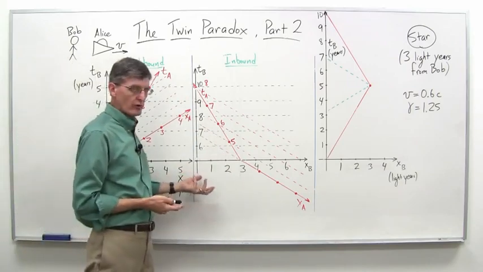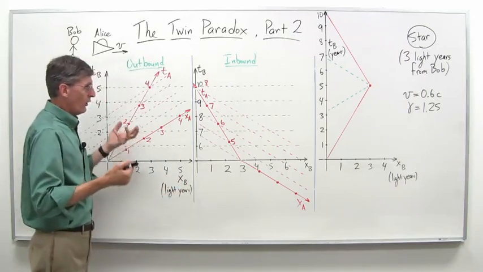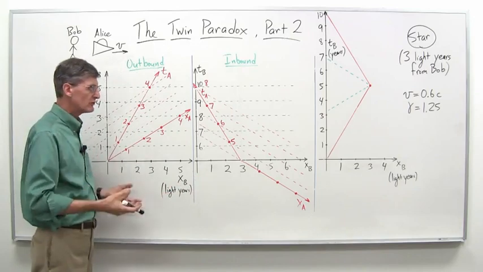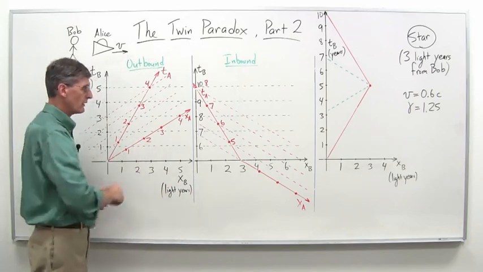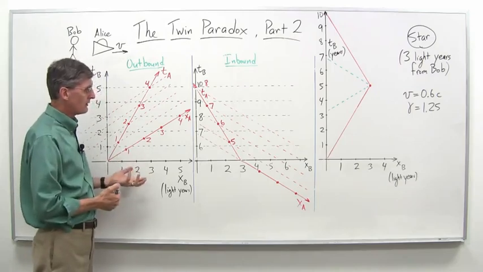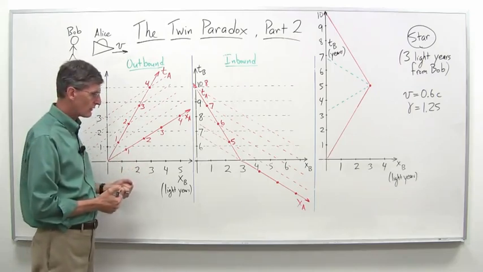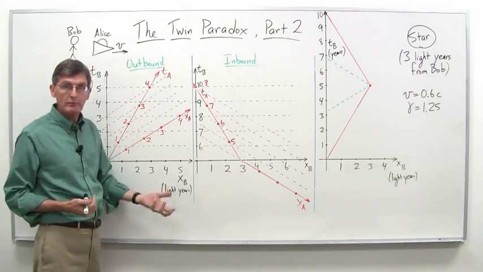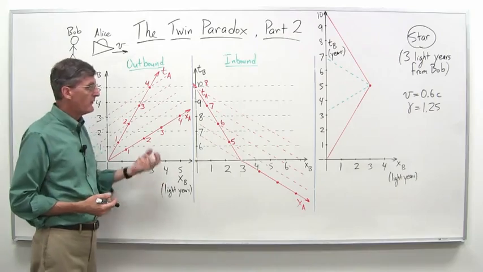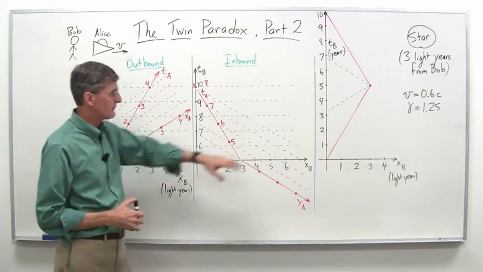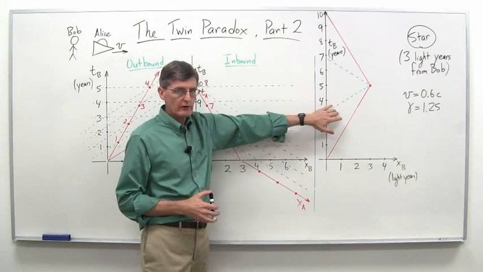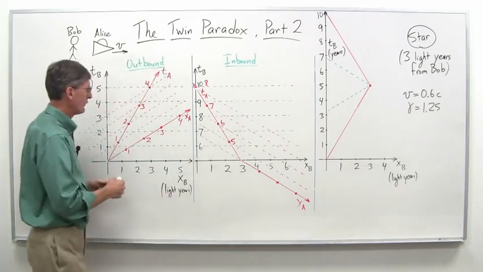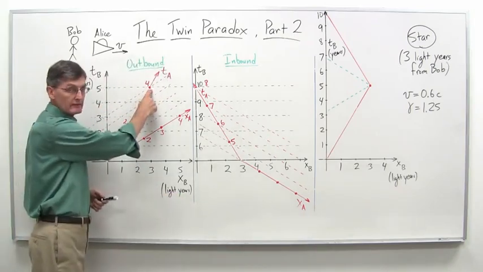The question, though, again, is where does that extra time for Bob go? Because Alice sees Bob's clocks running more slowly than her clocks, and therefore she should think, shouldn't Bob be younger when I get back? Well, here's the key thing, and we've tried to bring it out with these green dashed lines. Let's take a look at that when she's at the planet.